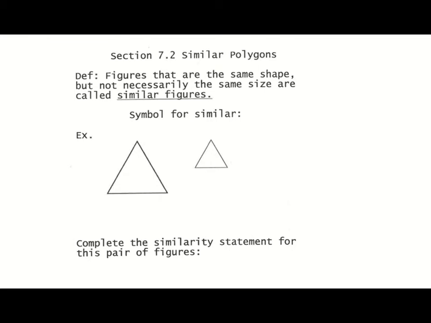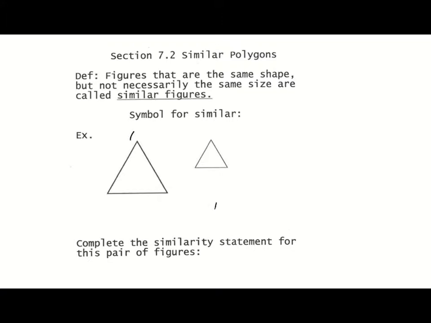In section 7.2, we're going to talk about similar polygons. The definition of similar polygons are figures that are the same shape but not necessarily the same size. Those are similar figures.